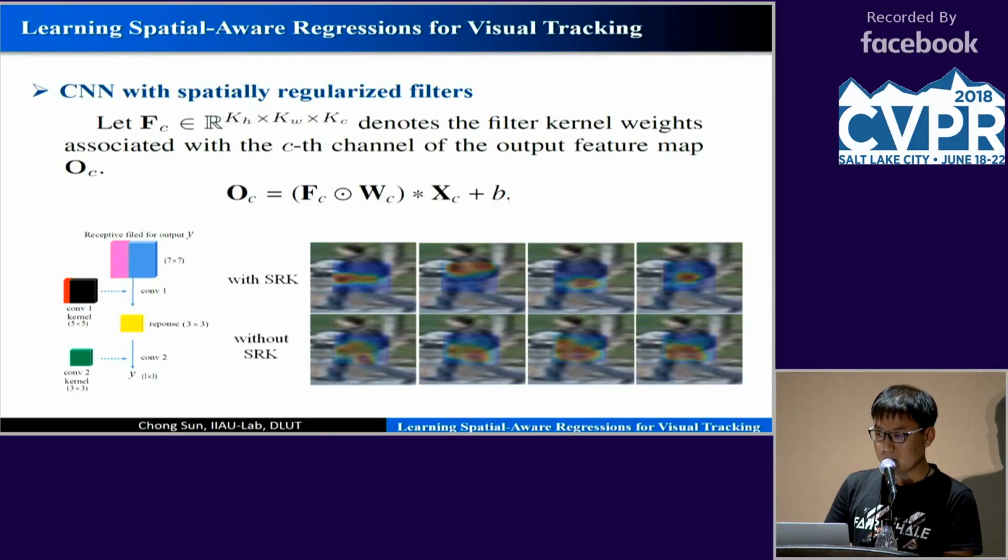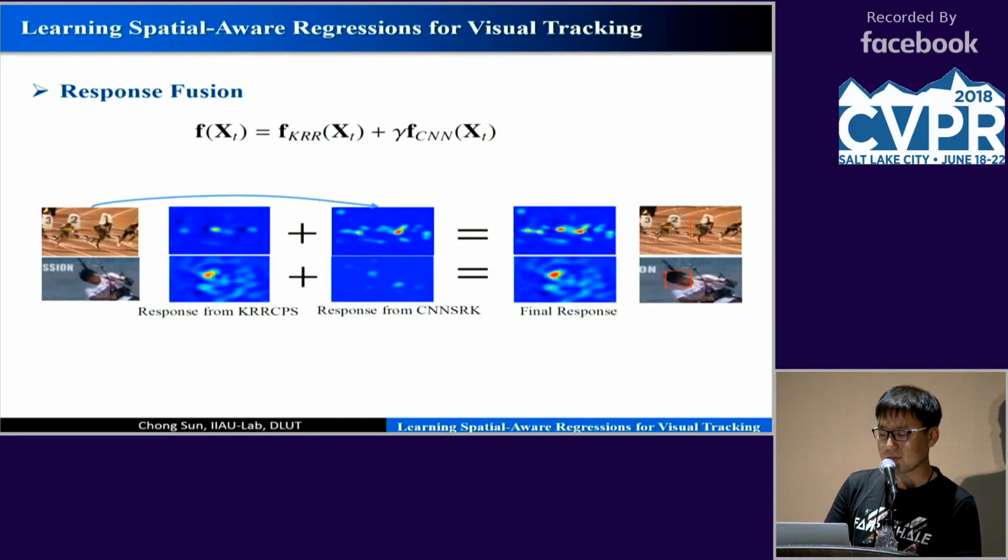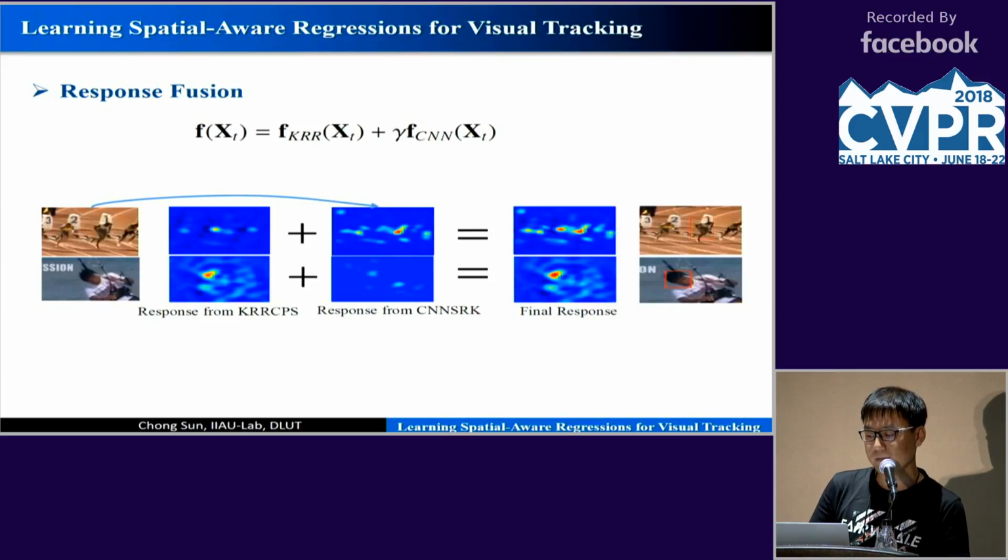This slide shows how we compute the spatially regularized filter kernels. Let F_C denote the filter kernel associated with the channel C of the output feature map O_C. Then O_C can be computed by the following formula. By this means, we force the response maps corresponding to different filter kernels to focus on different target regions, which can also help avoid the overfitting problem. The experimental results in this slide show that by introducing spatially regularized filter kernels, the neural network focuses on more target regions, thereby increasing model diversity. We use the responses from the KR and CNN models to obtain the final tracking results. It can easily be seen that improved tracking performance can be achieved via the combination of the 2 neural networks.